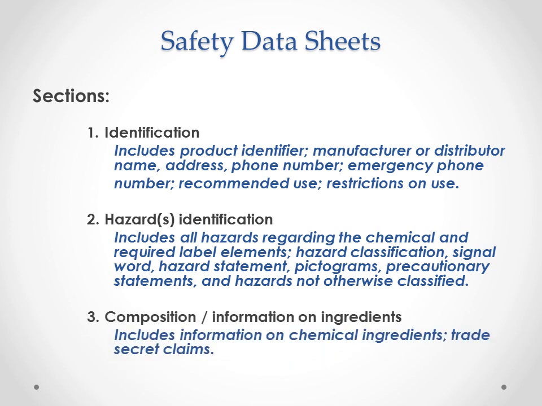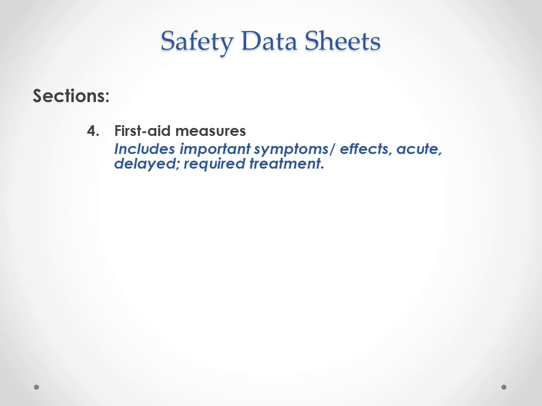Number 3, we'll talk about what's in the chemical. It includes information on the ingredients, and also if there's any trade secret claims that they're making, they'll have to put that here. Those will be far more restricted. This may not be important to the person using the chemical, but if you take someone to the emergency room, the doctor might want to know what's in the chemical that the worker was exposed to, so that's where this information becomes important.